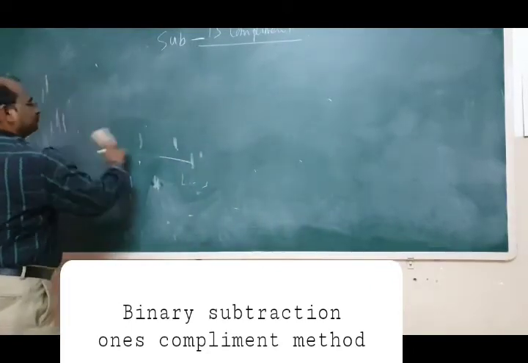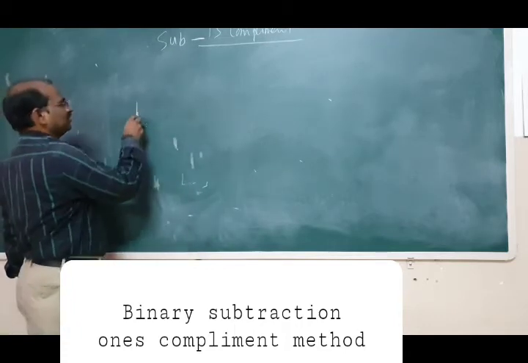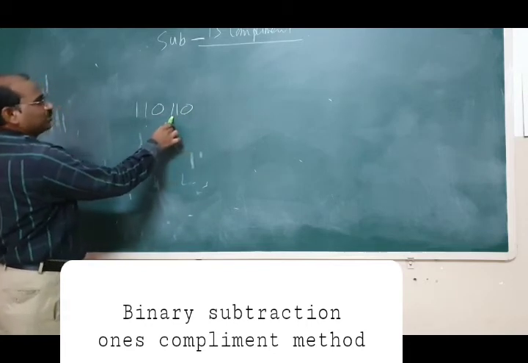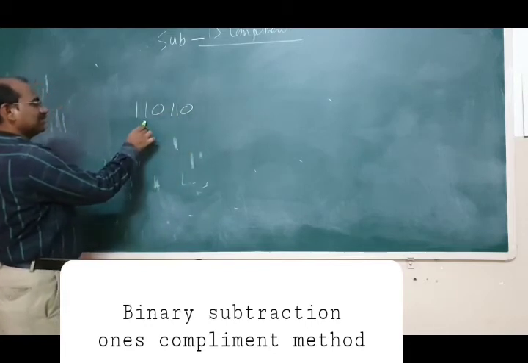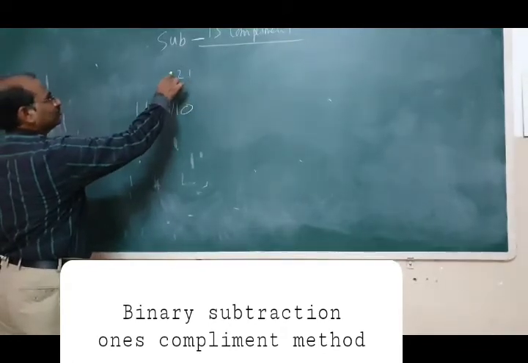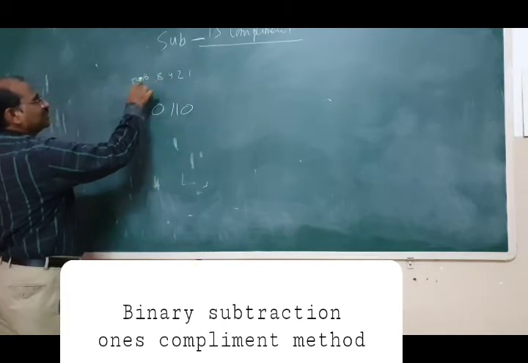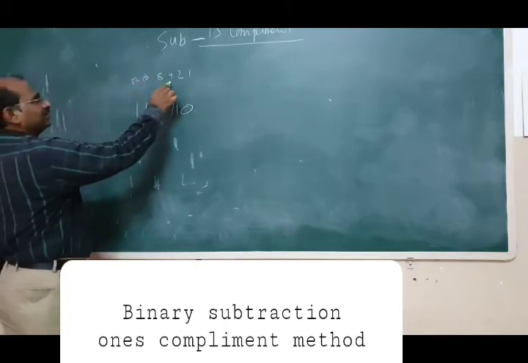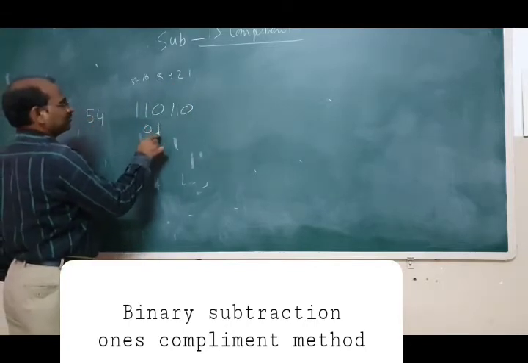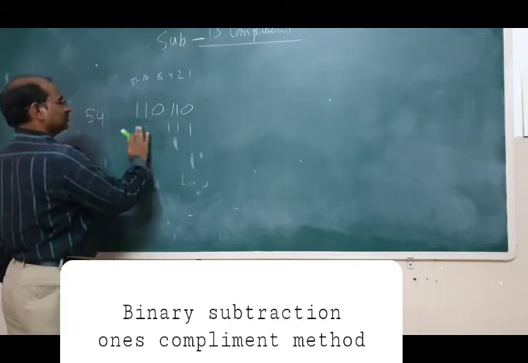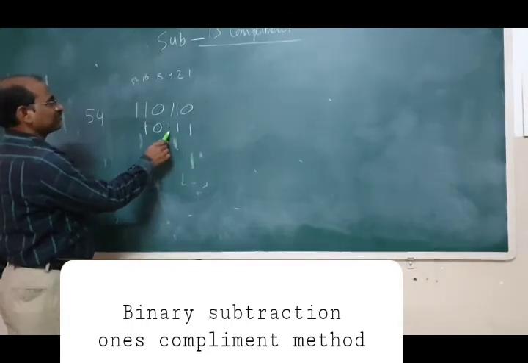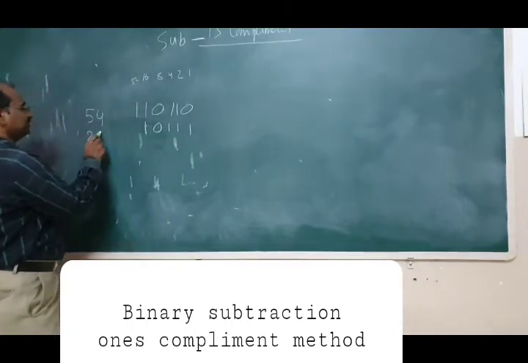One more example, say any number: 1 1 0 1 1 0. So this is equal to 2 plus 4 is 6, 6 plus 16 is 22, 22 plus 32; 1, 2, 4, 8, 16, 32. So 32 plus 16 is 48, 52, 54. Minus, you take any number 0 1 1 1 1, so 1 0 1 1 1. So what is the value? 1 plus 2 is 3, 3 plus 4 is 7, 7 plus 16 is 23.